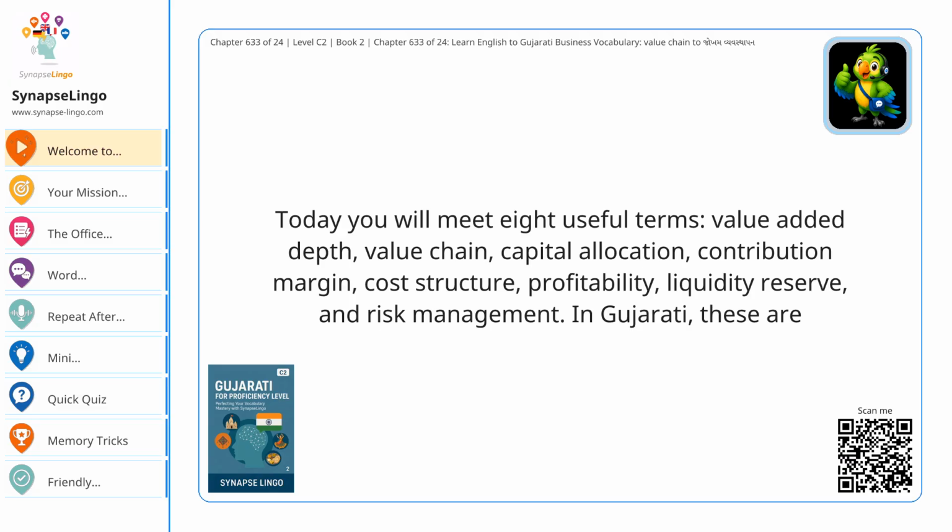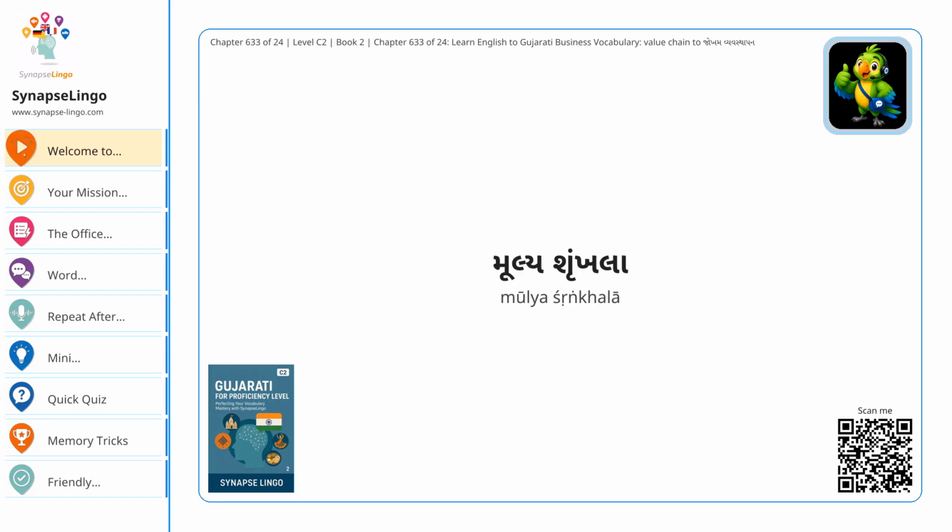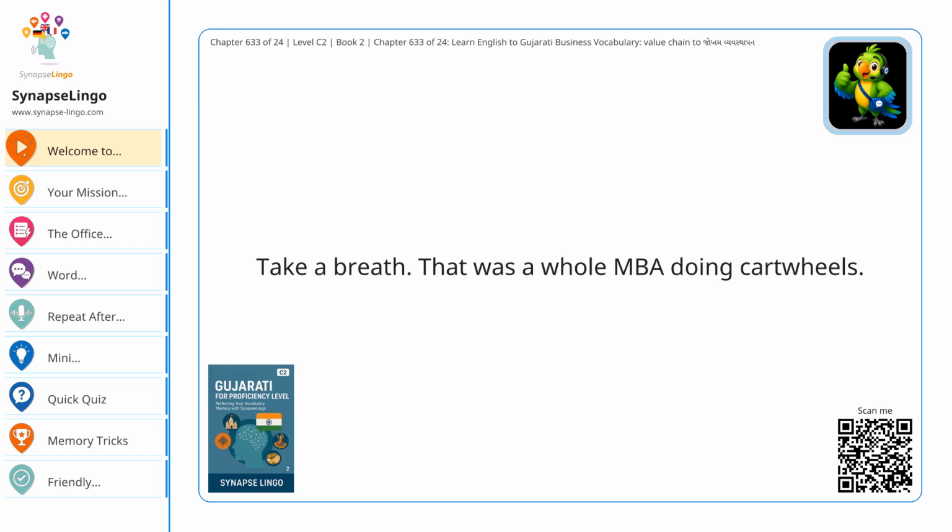Today you will meet 8 useful terms: value added depth, value chain, capital allocation, contribution margin, cost structure, profitability, liquidity reserve, and risk management. In Gujarati, these are મૂલ્યવર્ધનની ઊંડાઈ, મૂલ્ય શૃંખલા, મૂડી ફાળવણી, ફાળો માર્જિન, ખર્ચ માળખું, નફાકારકતા, તરલતા અનામત, and જોખમ વ્યવસ્થાપન. Take a breath. That was a whole MBA doing cartwheels.